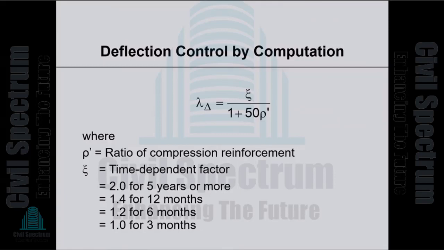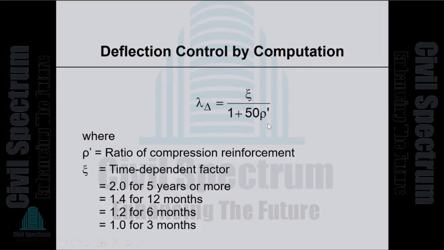So I will repeat. There is short-term deflection. There is a time-dependent increase in the short-term deflection, and the two together, the immediate deflection and the increase due to creep and other factors, give us the total deflection. The time-dependent increase is estimated by applying this multiplier to the short-term deflection.